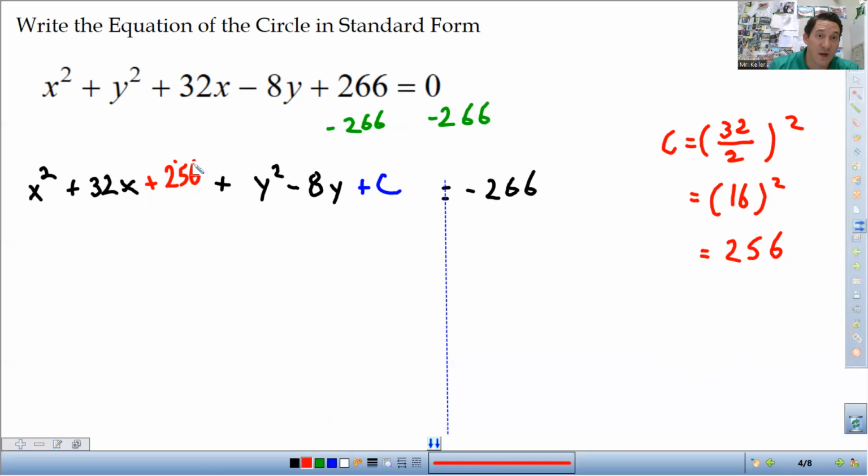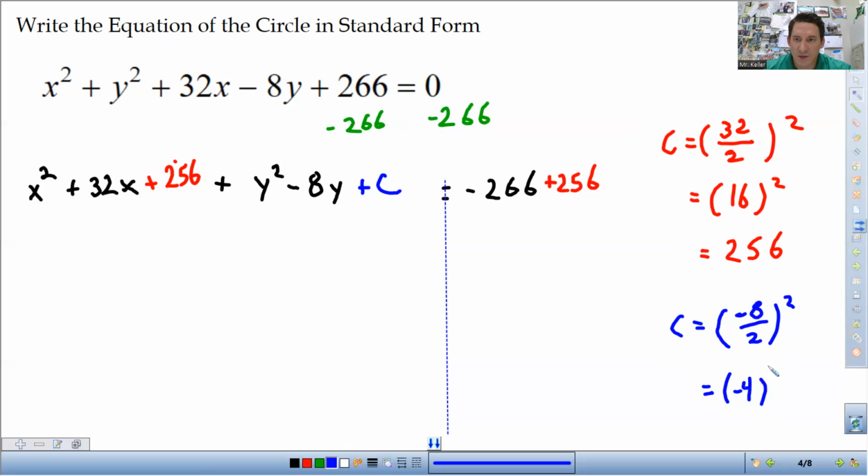Oh, don't forget, whatever you add to one side of the equation, you got to add to the other. So plus 256. I'm going to find the blue C now. So blue C value is going to be negative 8 divided by 2 squared. Negative 8 divided by 2 is negative 4 squared. Negative 4 squared is 16. So change this to 16. Don't forget, whatever you add on one side, you got to add to the other.